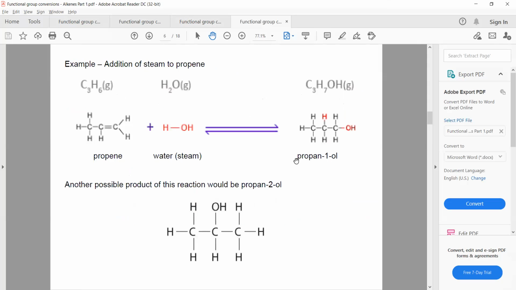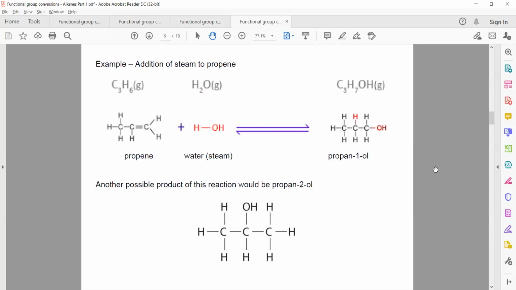There we go. Okay, so here's a good example. I think this is important. Here, for example, if we added the water to the double bond, you can see here that the secondary carbon is formed. So the secondary alcohol in this case is formed. This is a secondary alcohol.